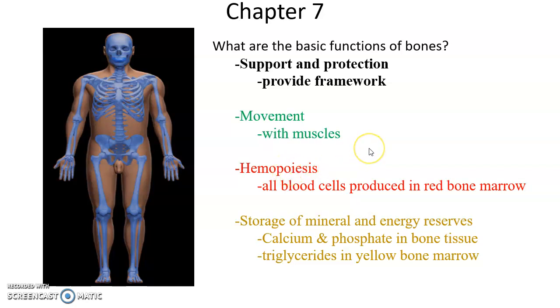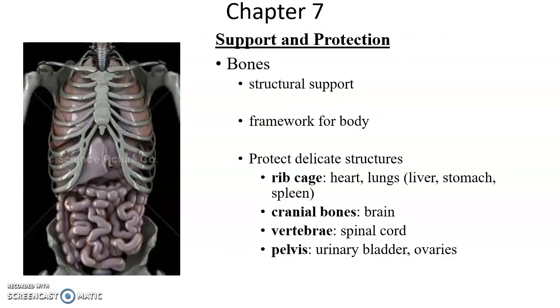Hemopoiesis, the bones, red bone marrow are where all blood cells are produced. And then storage of minerals and energy reserves. The bone tissue itself is hard because it's storing calcium and phosphate. And then the yellow bone marrow found in some bones stores triglycerides as an energy reserve.